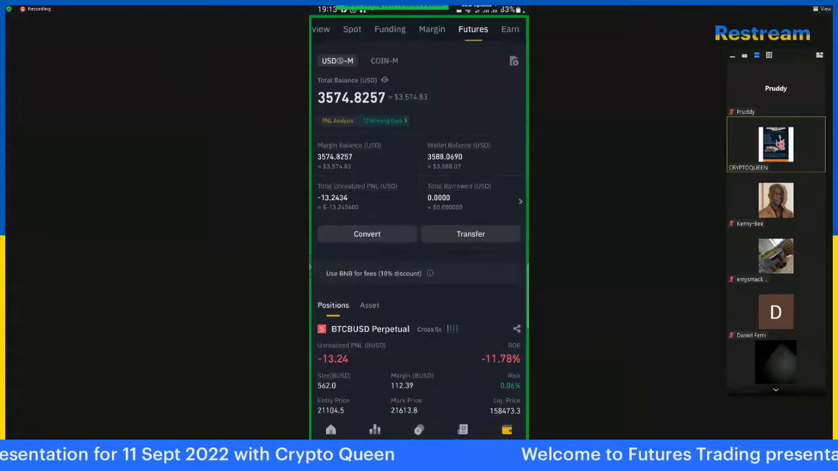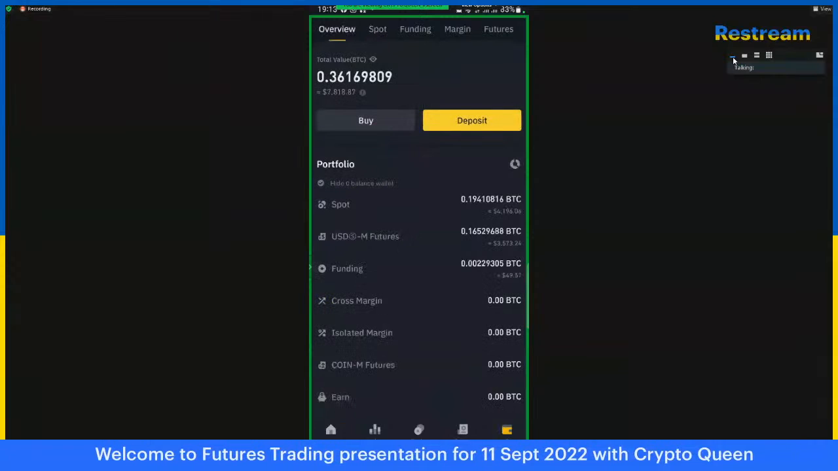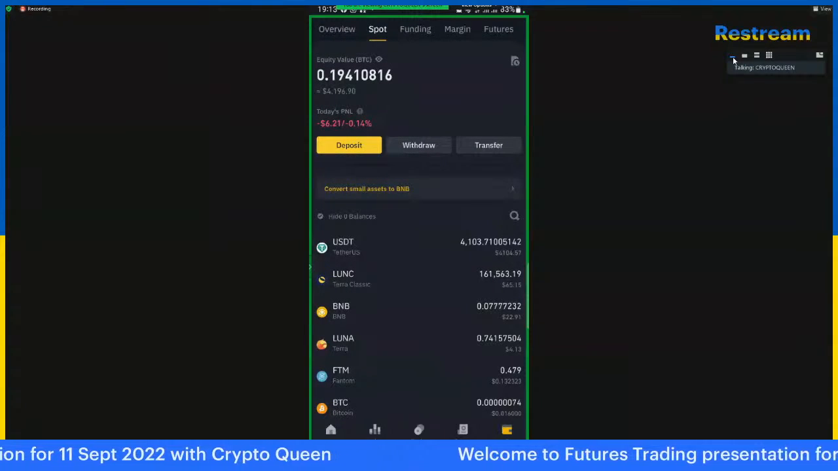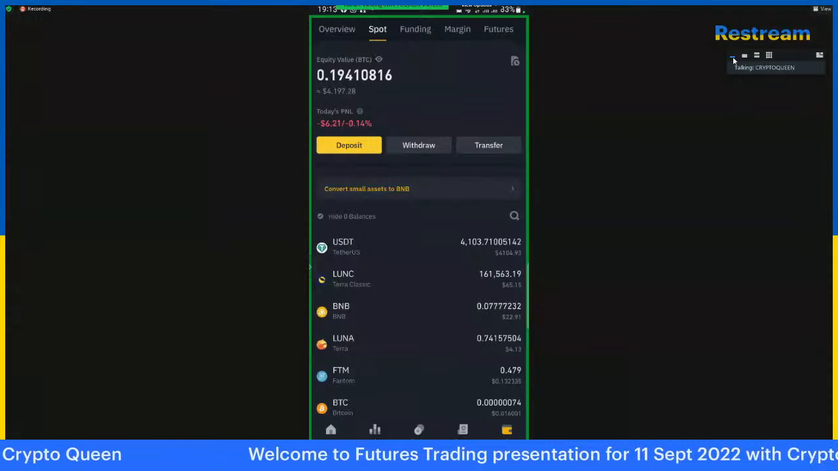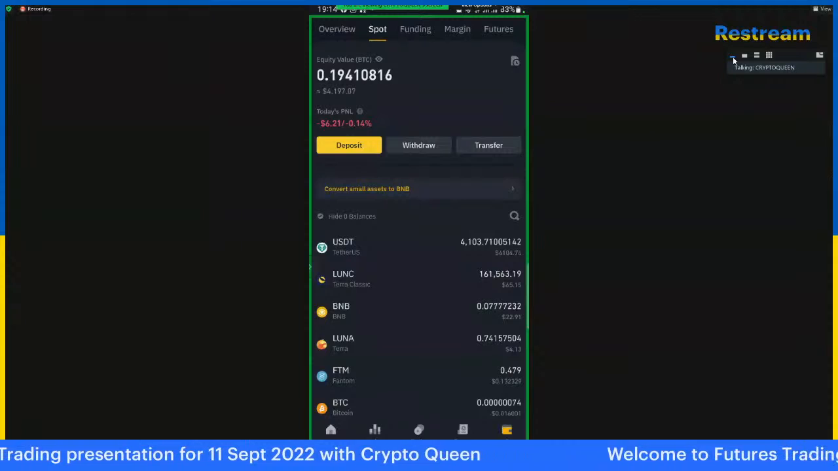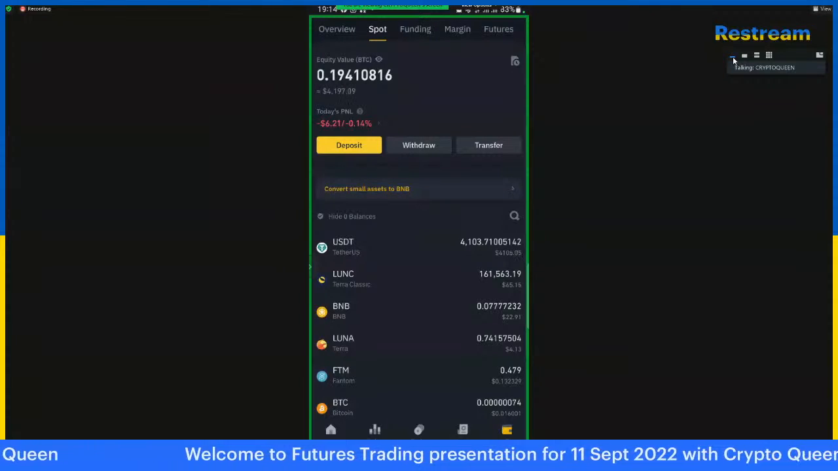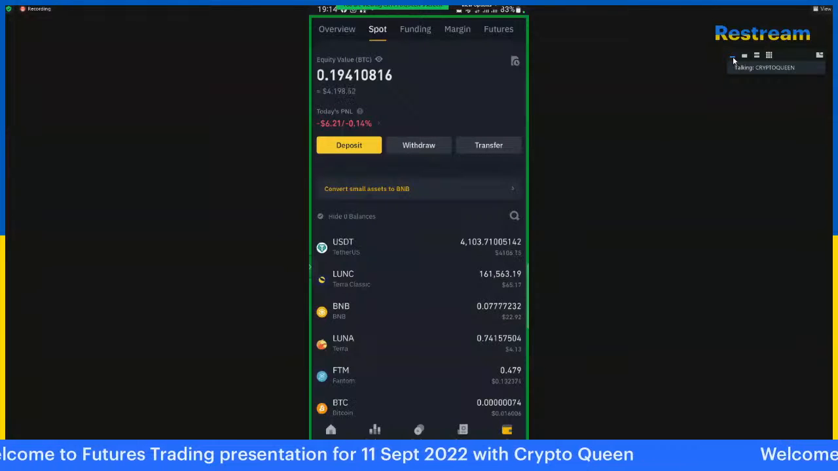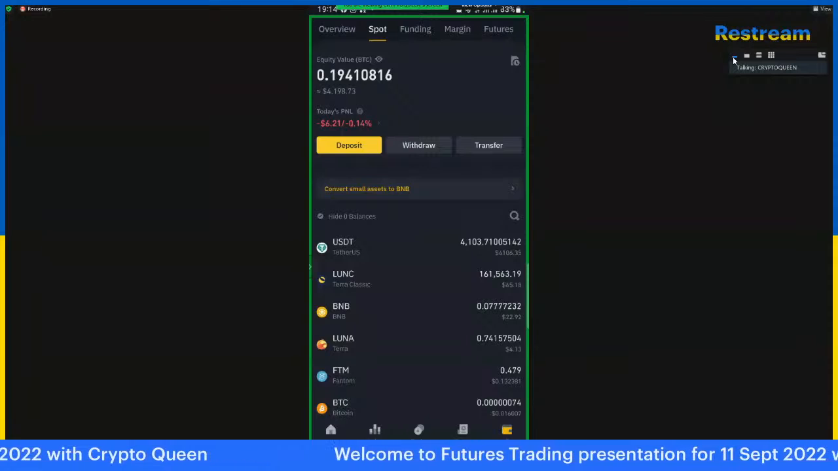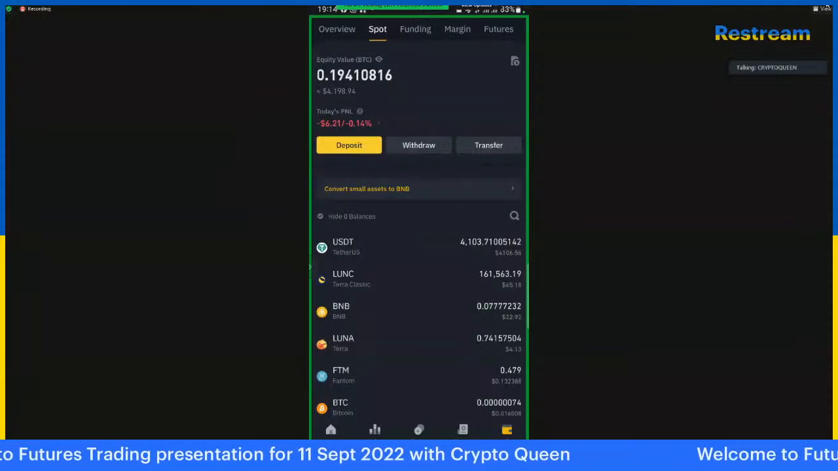The first step is you are meant to move money from your spot wallet. If you have USDT, you can trade USDT pairs. You can trade with BUSD. These are the two stable coins you can trade with in futures. There are other stable coins, but these are the two that I trade with. Basically, I like to trade with BUSD.